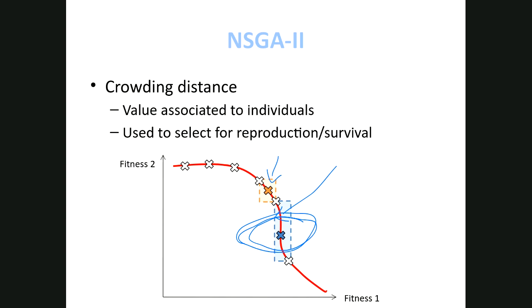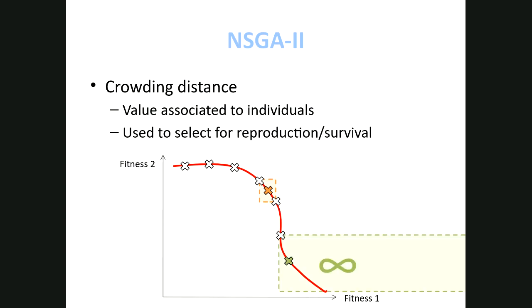And of course, that's just a minor point, but if you have a solution that has no other solutions to its left or right, by definition, they have an infinite crowding distance, which means that they are always going to be preserved inside the population, and they will have a very large probability of being picked for reproduction when they create offspring.